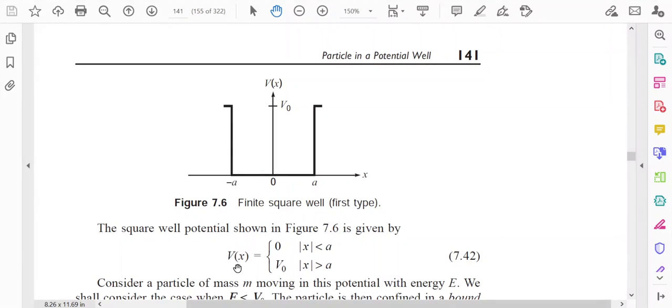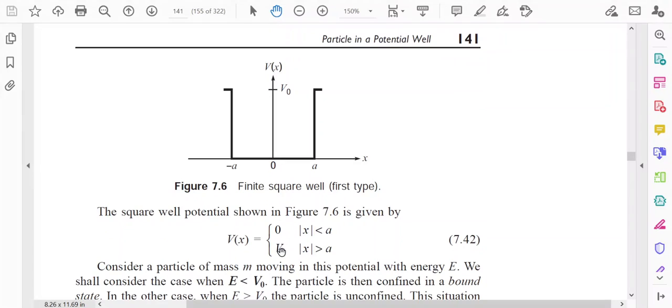is given by V(x), that is, the value of the potential is 0 when mod x is less than a. That is, when the particle is inside the well, the potential energy is 0, and V(x), that is the potential, is equal to V0 when mod x is greater than a. That is, outside the well, the value of the potential energy is V0.